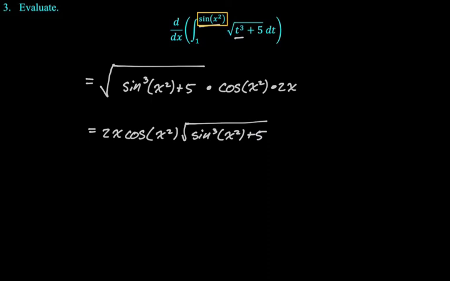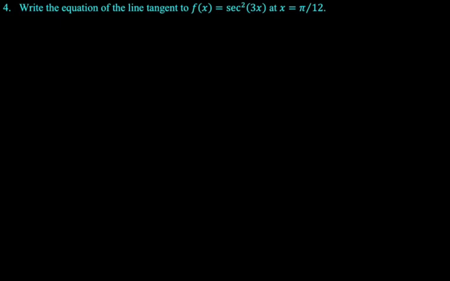All right, let's take a look at the last problem in this problem set. Write the equation of the line tangent to f of x equals secant squared of 3x at x equals pi over 12. All right, so we need to know the value of the function. So we need f of pi over 12. F of pi over 12 is going to be the secant squared of pi over 4, because pi over 12 times 3 is pi over 4.